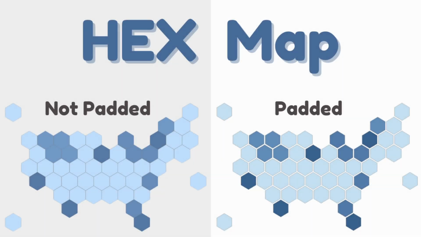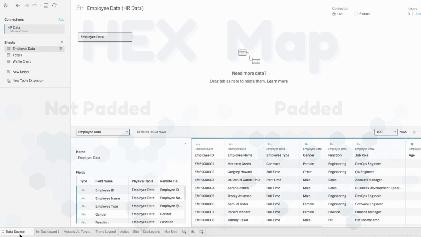Building a hexagon map in Tableau is actually easier than I thought. I'll show step by step how to build a non-padded and padded version. Starting on the Data Source tab, I already have employee data connected. This has a location field that I want to use to build a hexagon map.